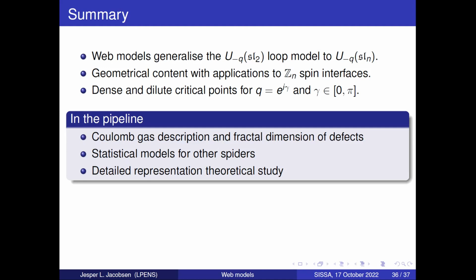rank 2 spiders. So A2 or SL3, that's one algebra that's of rank 2. But there are others. There is B2, there is G2, and we can actually do other spider models for those. And they also have special relations to the 3 and even 4 state Potts model. We are also planning a detailed representation theoretical study.